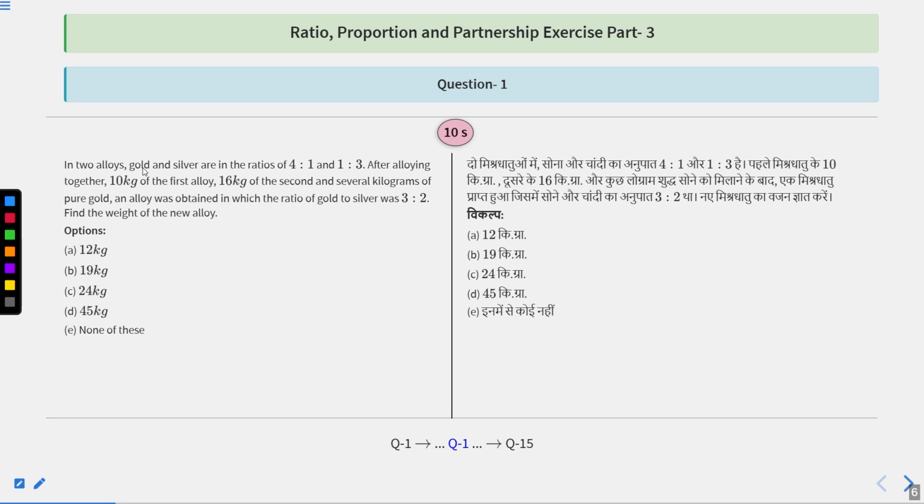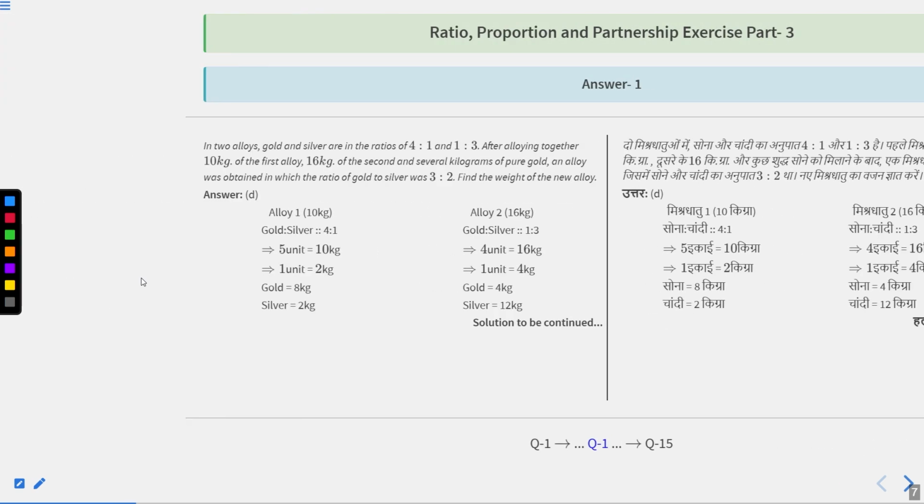In two alloys, gold and silver are in the ratio 4:1 and 1:3. After alloying together 10 kg of the first alloy, 16 kg of the second, and several kilograms of pure gold, an alloy was obtained in which the ratio of gold and silver was 3:2. Find the weight of the new alloy. You have 5 options and 10 seconds to analyze the question. Your time starts now. Now time's up. Let's see the solution.